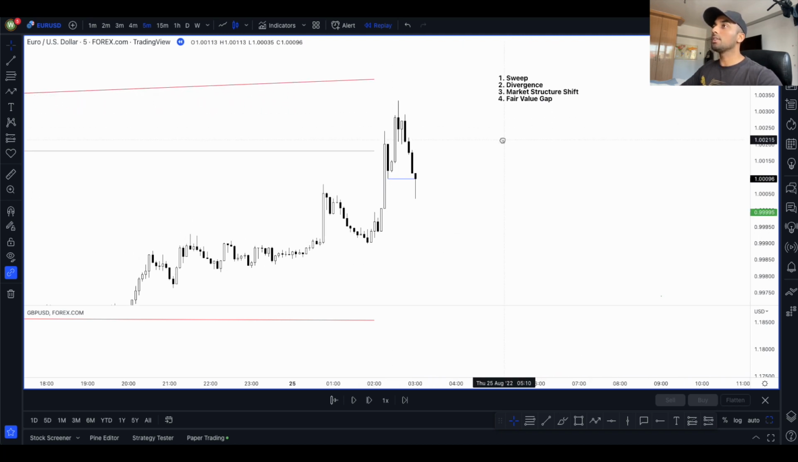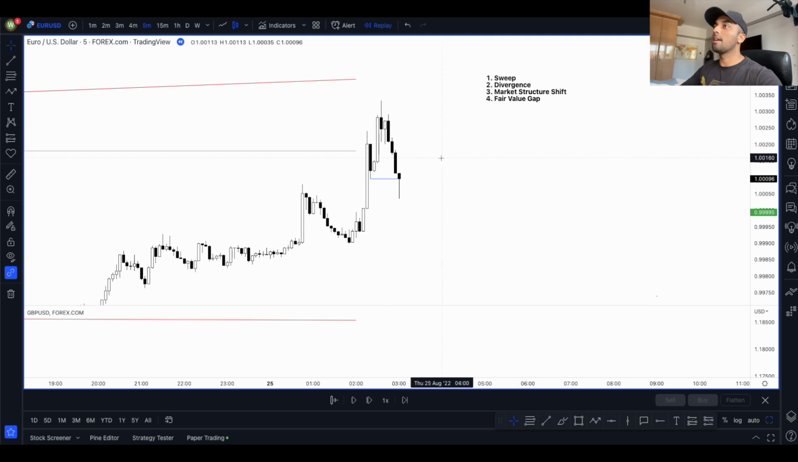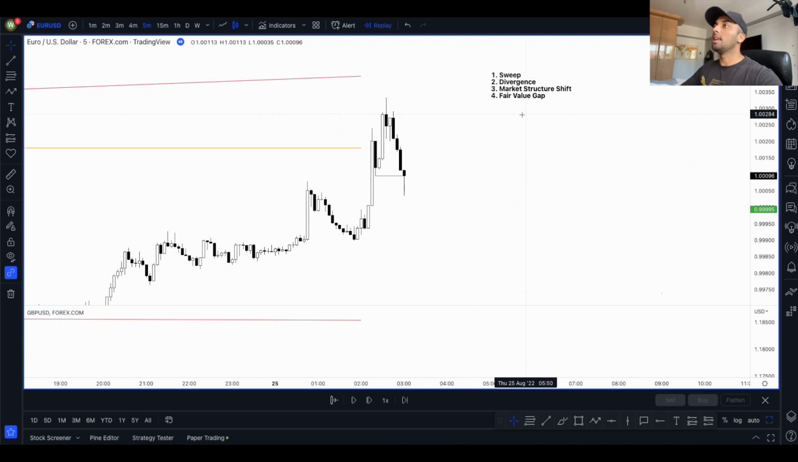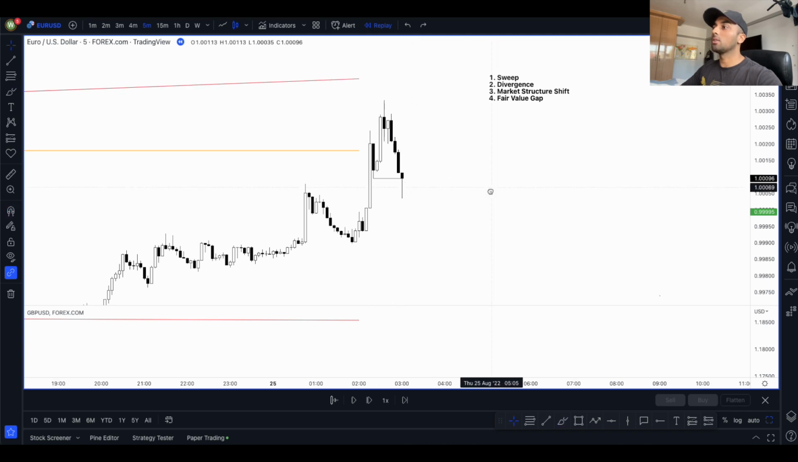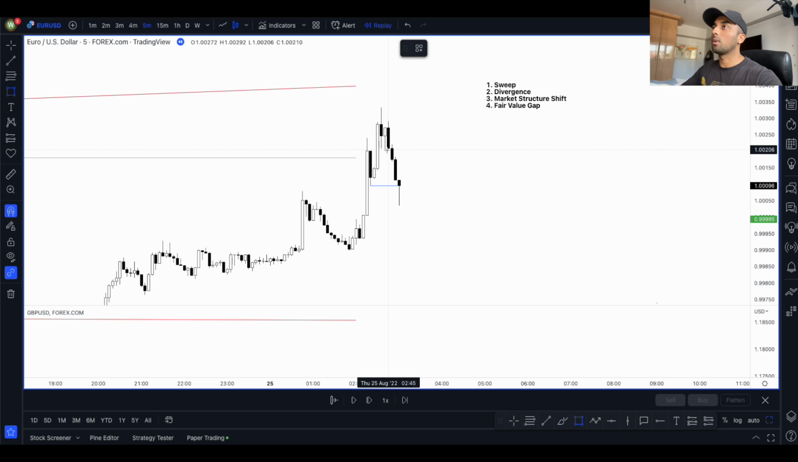Now, the very last thing is to have a fair value gap. Okay, now as you can see, fair value gaps are essentially the gaps between candle 1 and candle 3 in any sequence. So say for example here we've got candle 1, candle 2, candle 3. Okay, and you can see that between the low of candle 1 and the high of candle 3 we have a fair value gap right here.